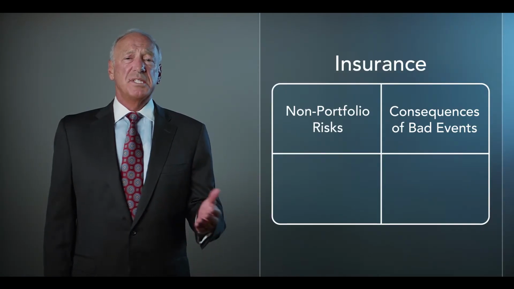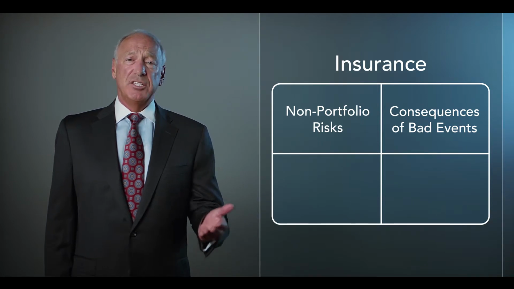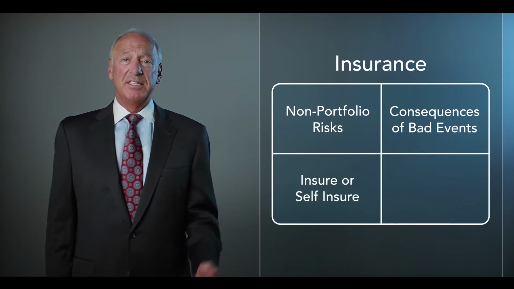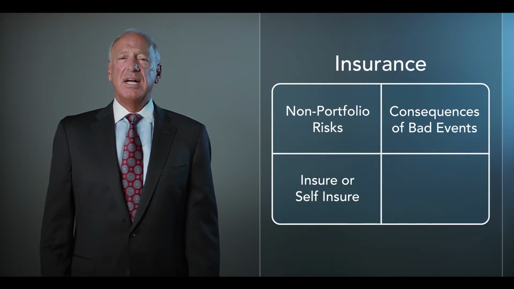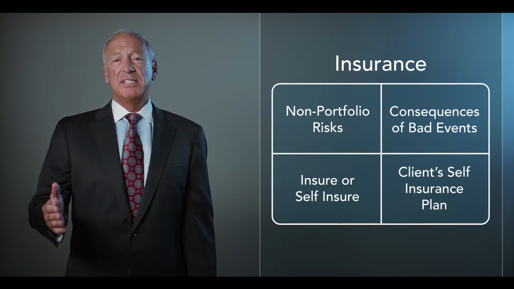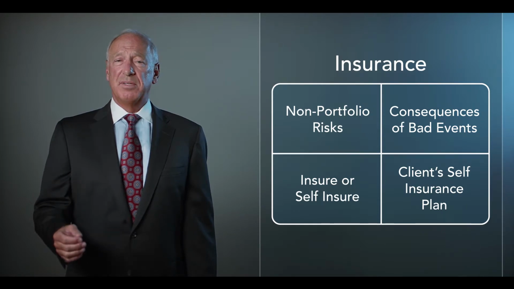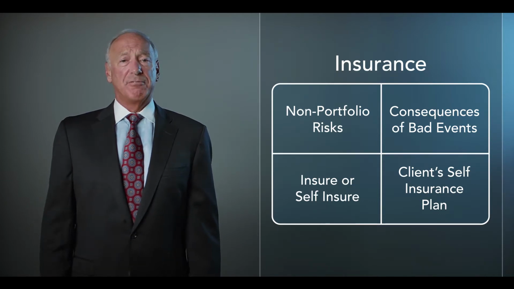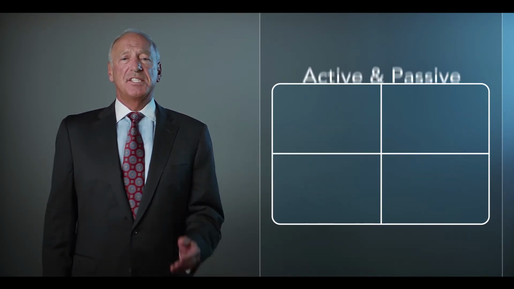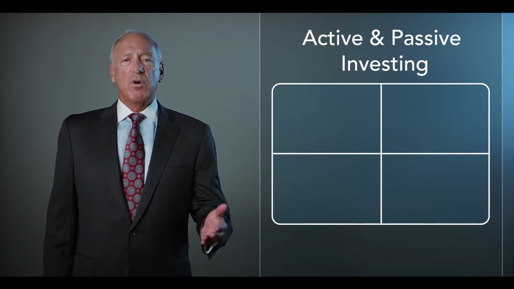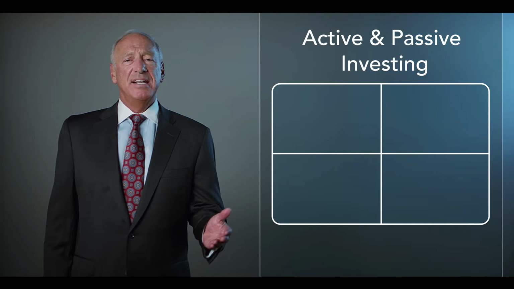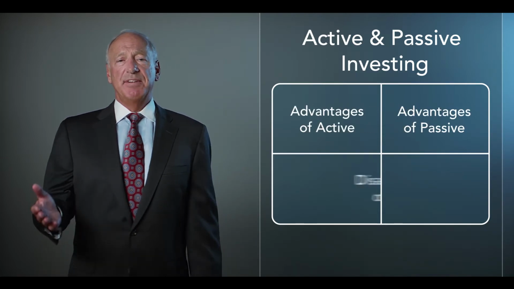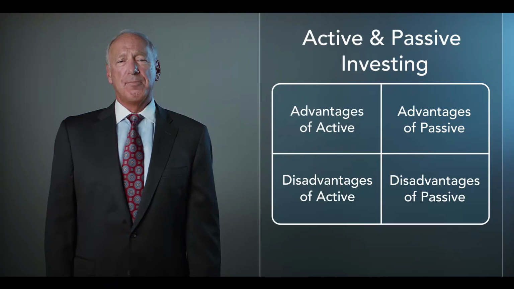The third cornerstone is simply the decision each client needs to make: insure against these low P, high C events, or self-insure. And the fourth cornerstone may be reserved for clients that want to self-insure. And that's where you need to discuss with them what exactly will be their plan for self-insuring. To discuss active and passive investing, the four cornerstone framework can simply be divided into the advantages and disadvantages of each investment approach. Now let's look at additional ways to use the four cornerstone frameworks we've created.